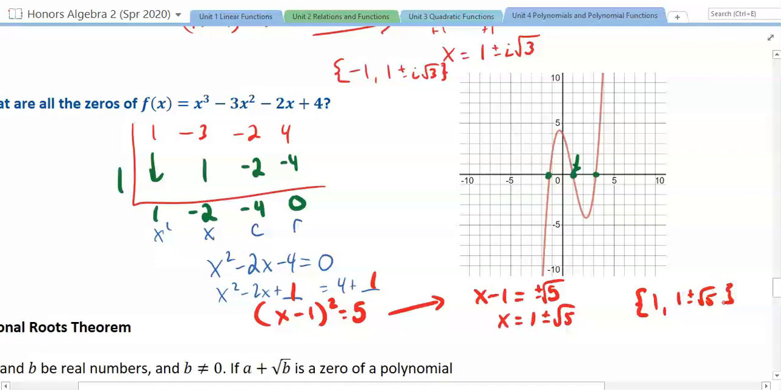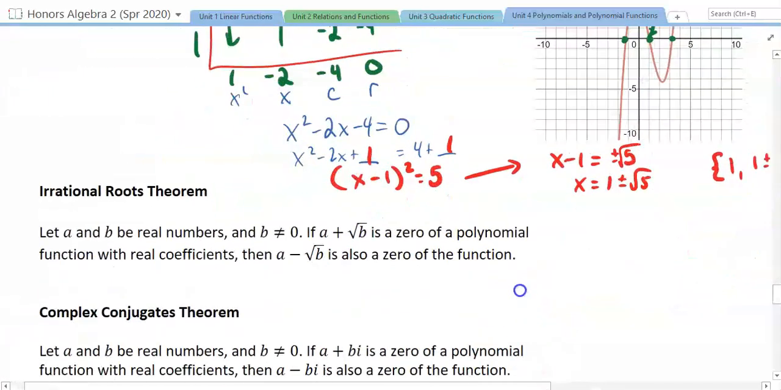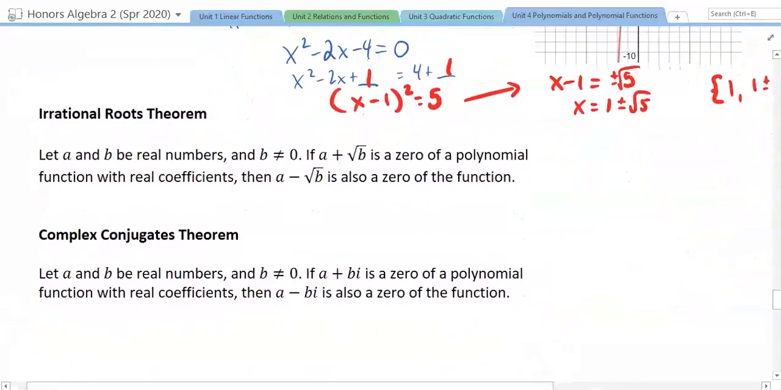And so that leads us to two theorems here. The first is the irrational roots theorem, which says this: if a and b are real numbers and b is not equal to 0, then a plus the square root of b is a zero of the polynomial with real coefficients, and a minus the square root of b is also a zero of the function. And so the reason is because when we take the square root, remember, we get both the positive and the negative of it. And so that's represented here and here.